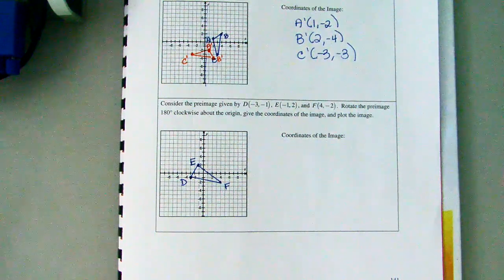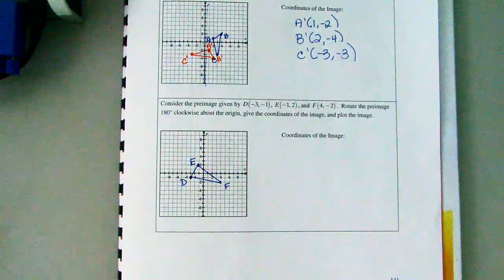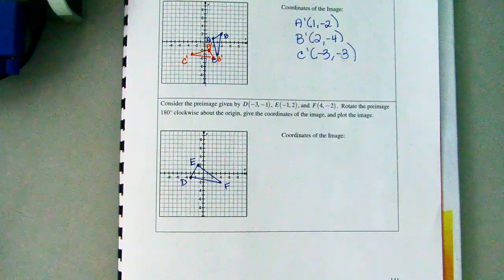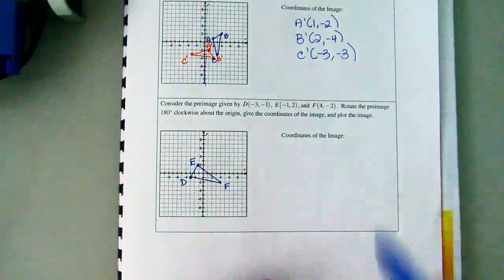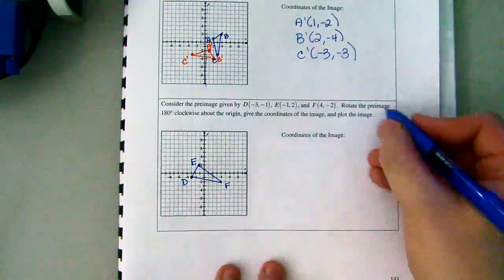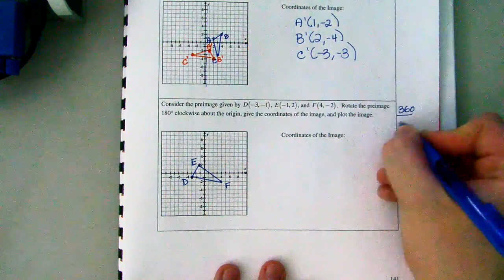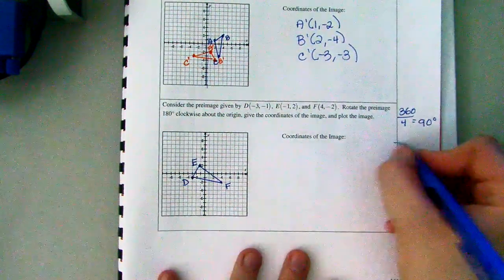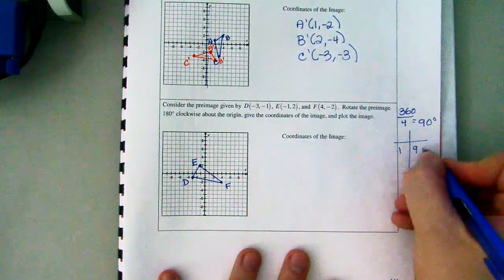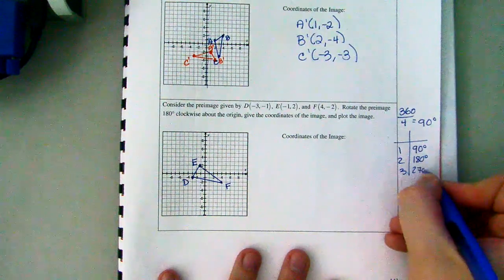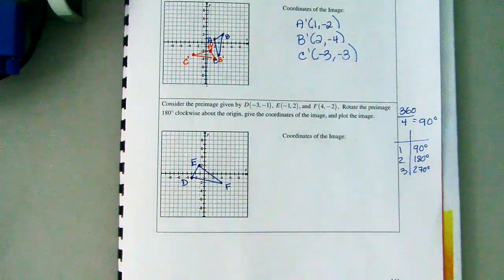Next, I'm telling you to do a rotation 180 degrees clockwise about the origin. How many times am I going to turn my paper? Twice. 180 degrees, 2 times. Actually, because this paper is kind of like a square, it has 4 sides to it. 360 divided by 4, there are 90 degrees in each turn. So if I made a chart, 1 turn is 90 degrees, 2 turns is 180, 3 turns is 270. 180 is going to be 2 turns.